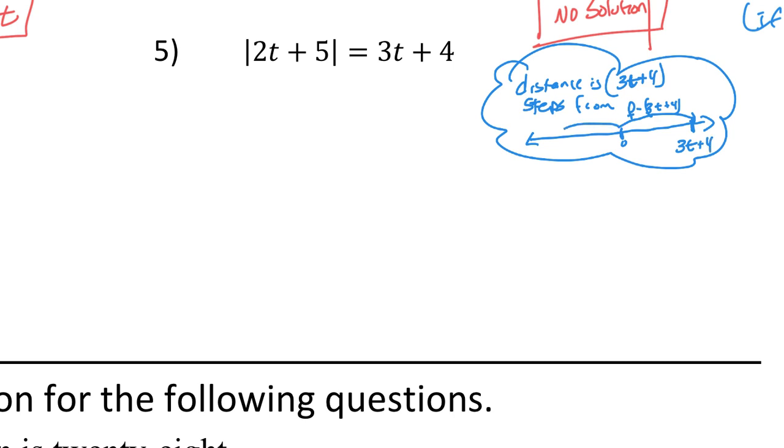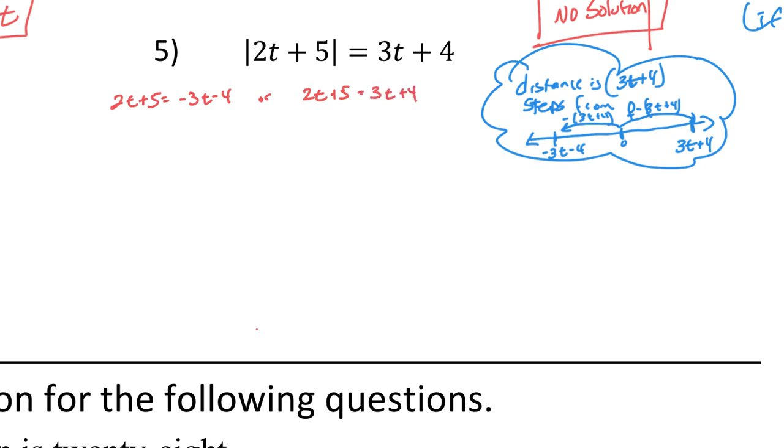If I move to the left, that would be like subtracting 3t plus 4, which would put me at negative 3t minus 4. So that means whatever's inside these absolute value bars, which in this case is 2t plus 5, is going to be sitting on the number line either right here at negative 3t minus 4 or right here at 3t plus 4. So we have to, again, explore both scenarios. So we could say that 2t plus 5 equals negative 3t minus 4, or 2t plus 5 equals 3t plus 4.